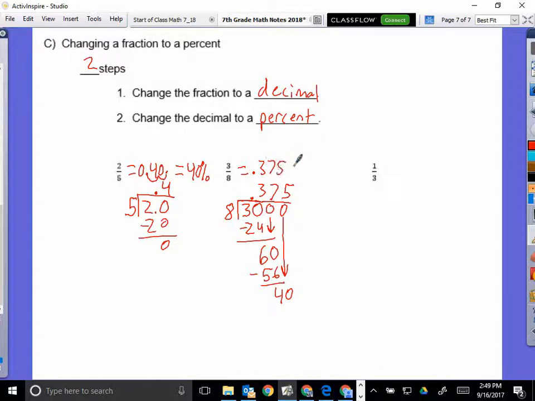0.375. Change that into a percent. Take your decimal point, move that 2 places to the right, put it right there, so it's going to go right in between the 7 and the 5. 37.5, and then get your nice little percentage symbol on that.